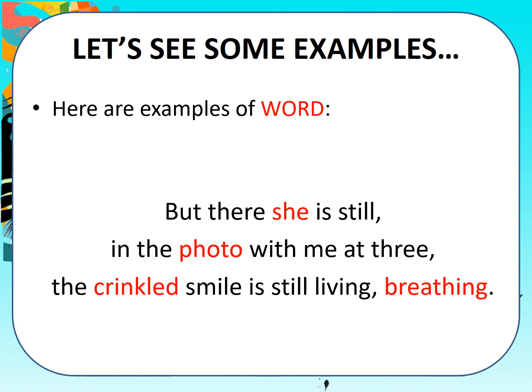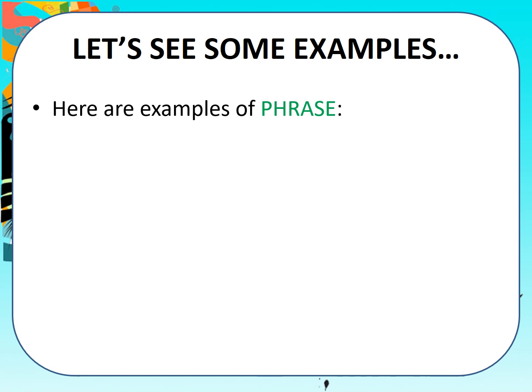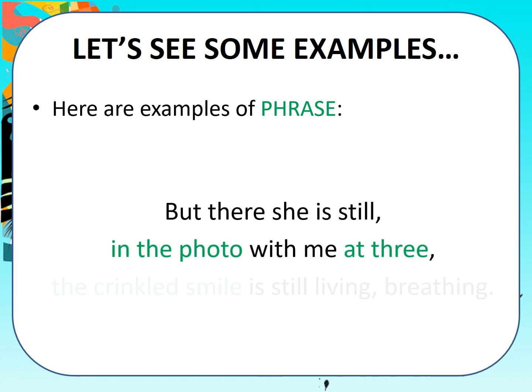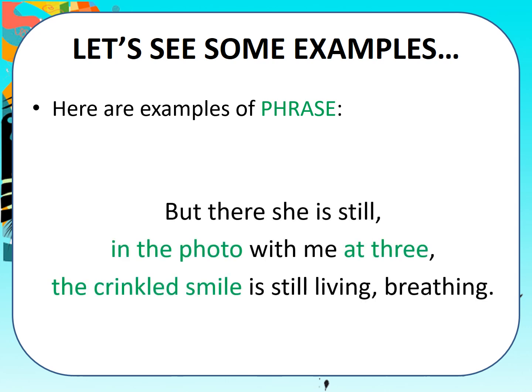Now let's look at examples of phrases. Okay, look at the green ones. In the photo, at 3, the crinkled smile. If you only take photo, then it's a word. But in the photo, there are 3 words there. At 3, 2 words. Okay, so those are phrases.